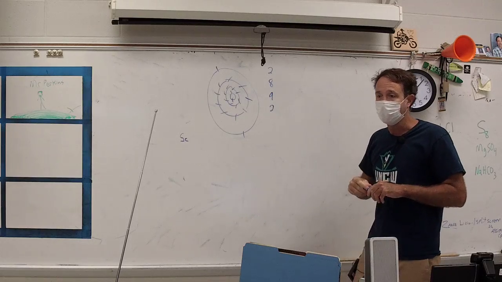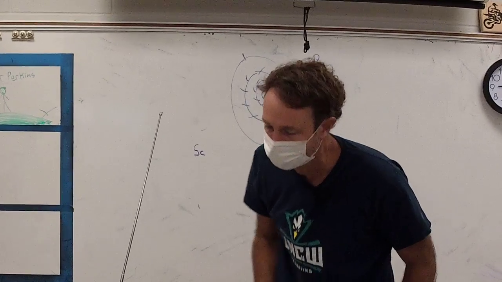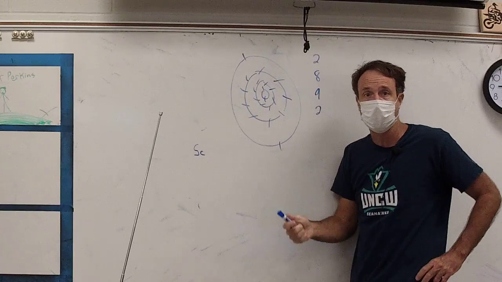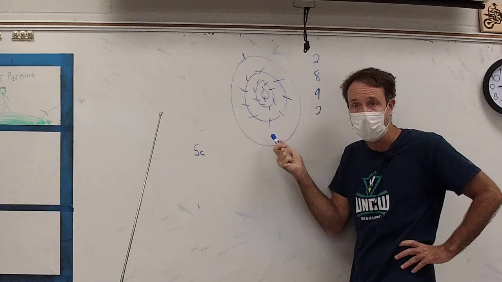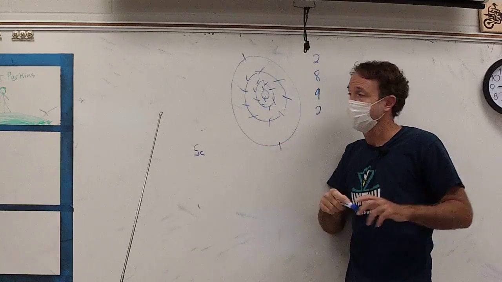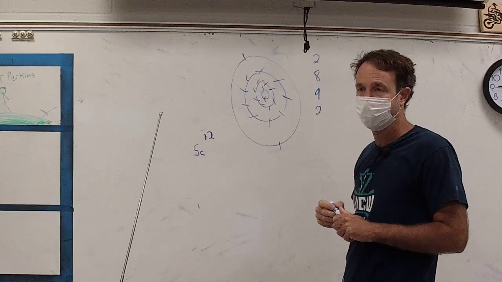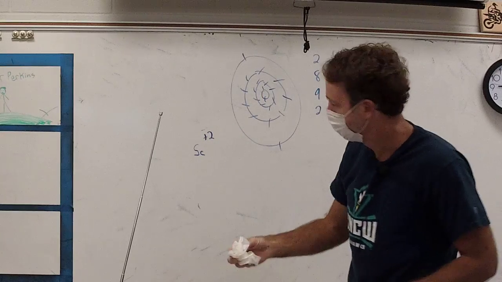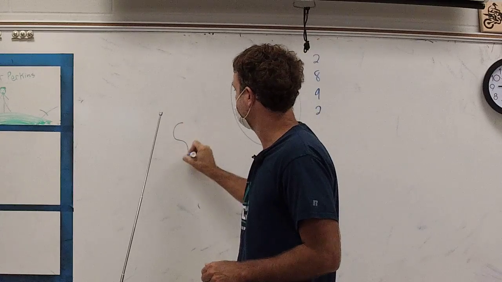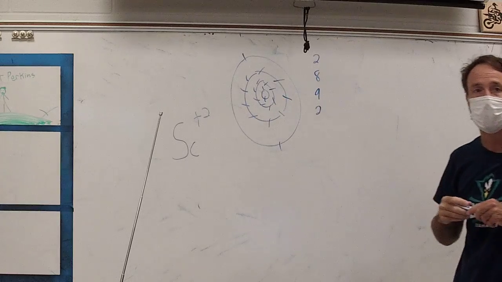Okay? Now look at this Bohr model, people at home and people here in the real world. Look at this Bohr model and tell me what you think the oxidation number of this atom would be. +2. This would be what scandium +2 looks like. And that's right. If you saw a Bohr model of scandium and it looked like this, it would be +2.